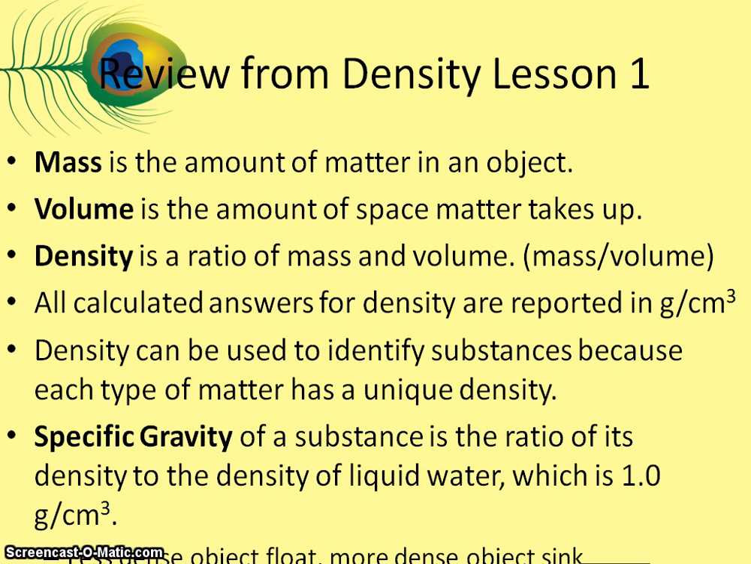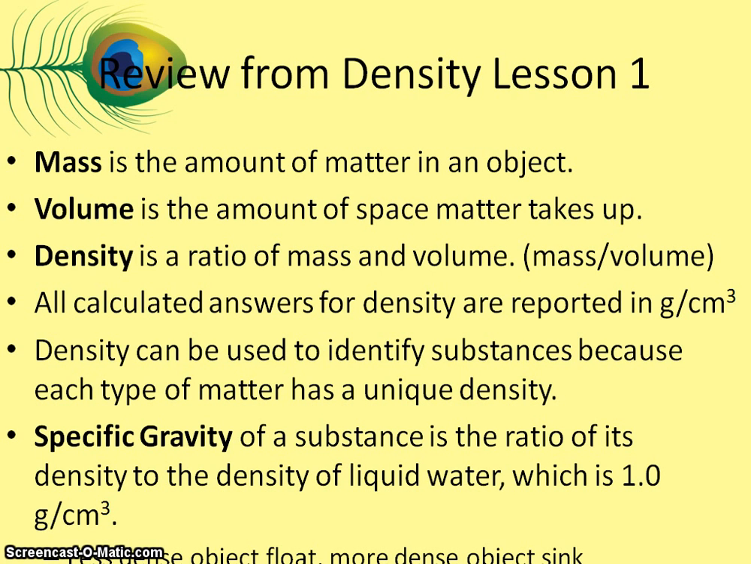So let's do a quick review from lesson 1. We know that mass is the amount of matter in an object. Volume is the amount of space that matter takes up. Density is the ratio of mass and volume. So mass divided by volume is what density is. All answers for density are always reported in grams per centimeter cubed.